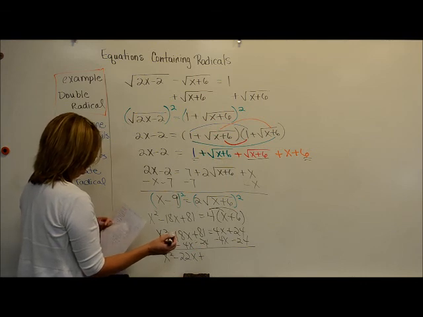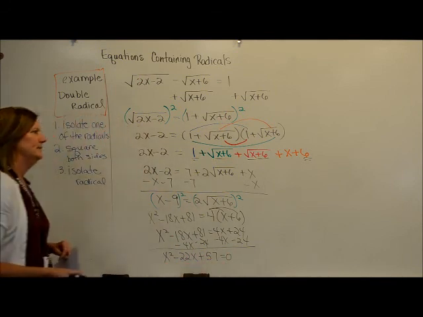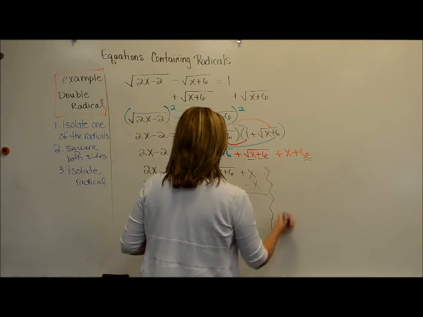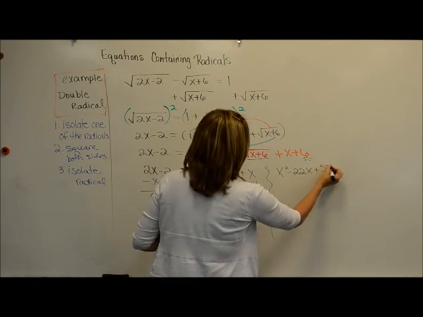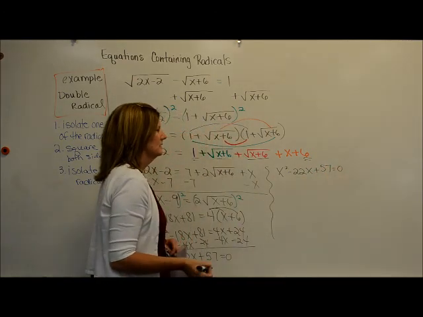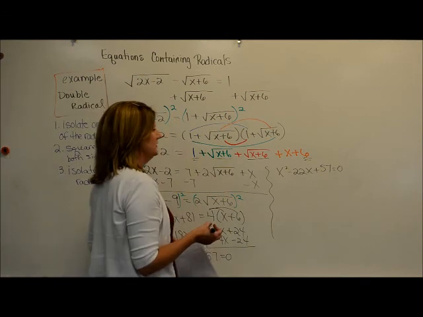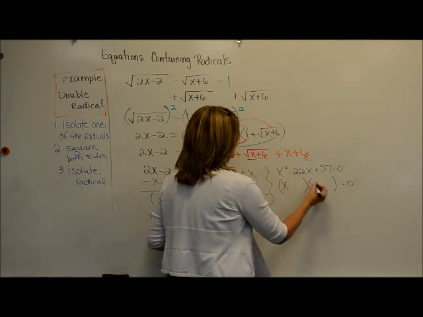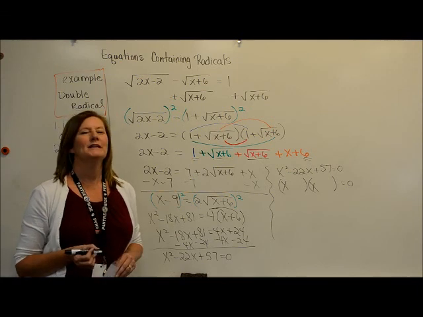I have to cheat and look at my notes because I can't remember. Is that what it was? Yeah, 57 equals 0. Okay. I'm going to bring this up right over here. So I have x squared minus 22x plus 57 equals 0. Okay, just making sure it's still in view. I need to factor this. Two numbers, when you multiply them together, you get 57, and when you add them together, you get 22.